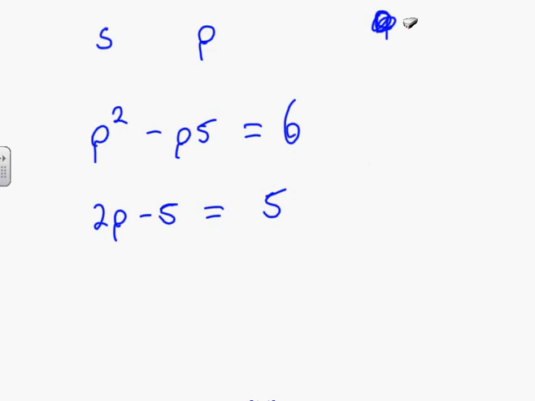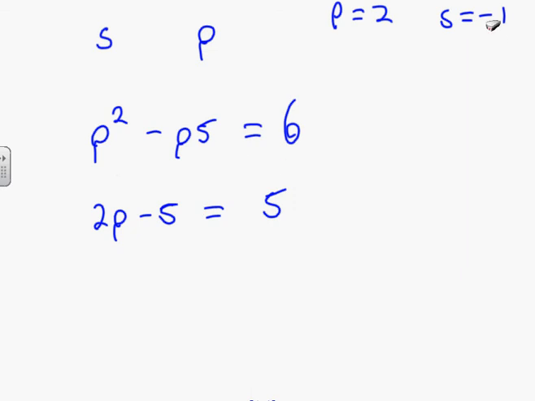Alright. Now, usually you don't have the answers to begin with. I'm going to tell you right now, the answer is P equals 2, S equals -1. Because 2 squared is 4. And then 2 times -1 is plus 2. 4 plus 2 is 6. The other one is 2P would be 2 multiplied by 2 is 4. Minus S would be -1, which is +1 equals 5.